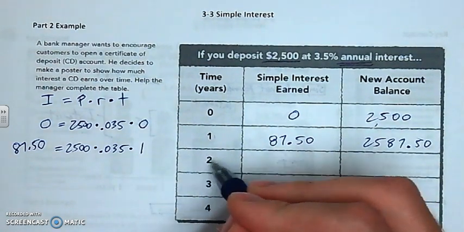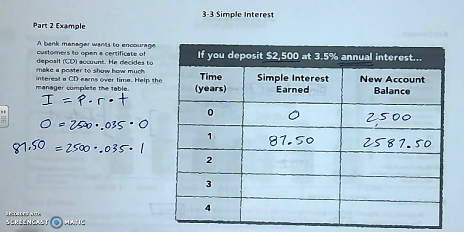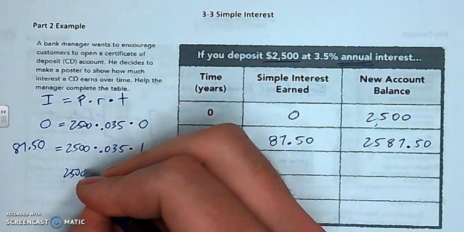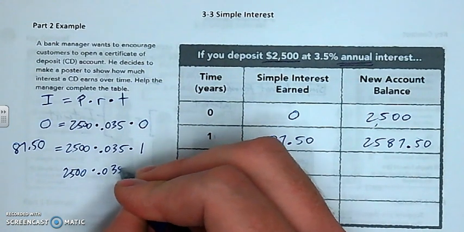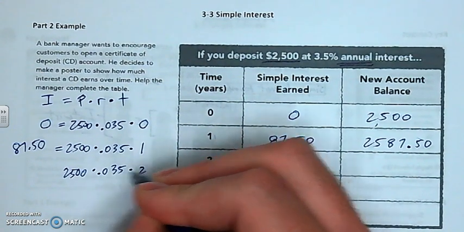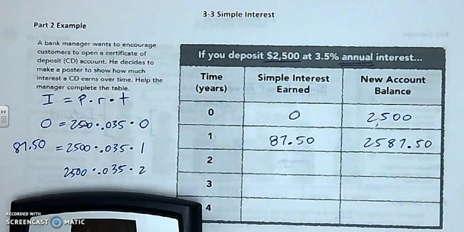Let's do it for after 2 years. All right, 2,500, that's the original principal, times 0.035 times, now it's 2 years. Okay, so same equation.